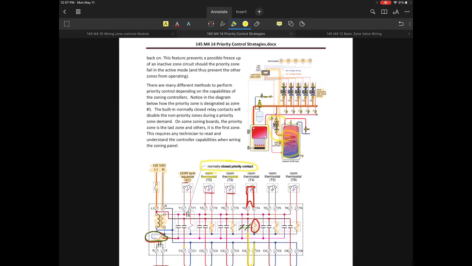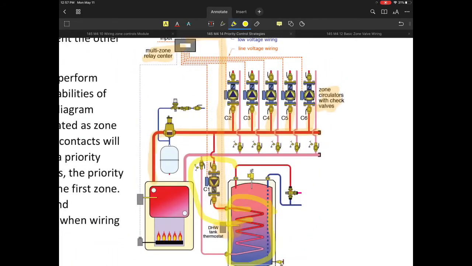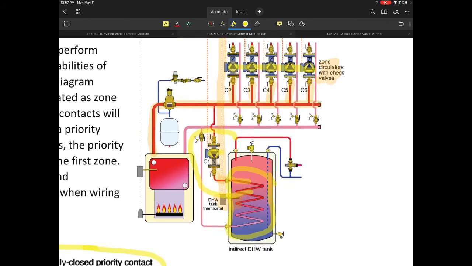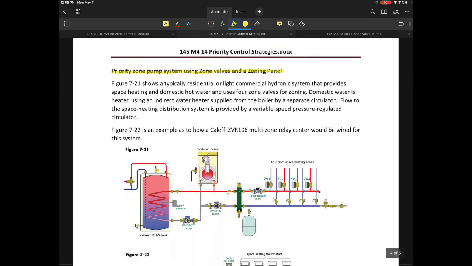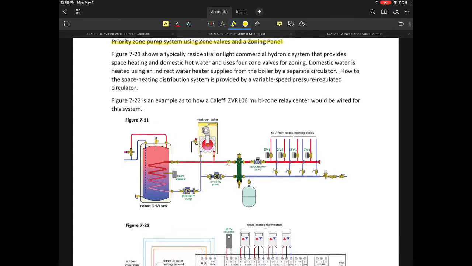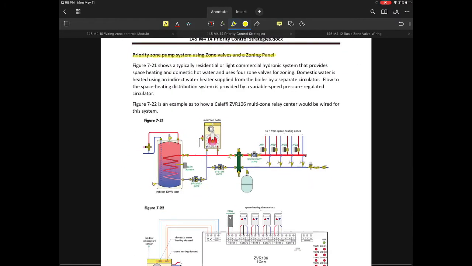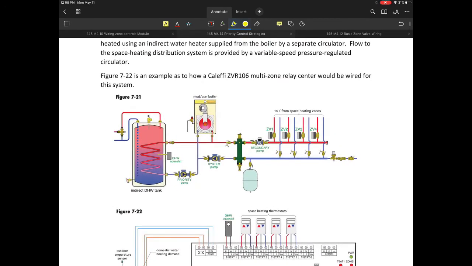So here's another application, and I want to show you this one. This is another application where we're going to use a priority zone pump system using zone valves. The previous one, we looked at using zone relays, which would of course be for a system that's going to be doing its zoning with all these circulator pumps, whether it's C1, C2, all the way to C6.